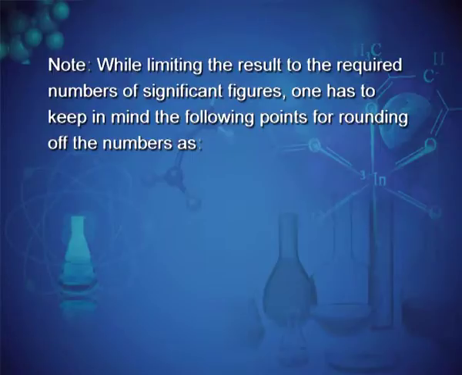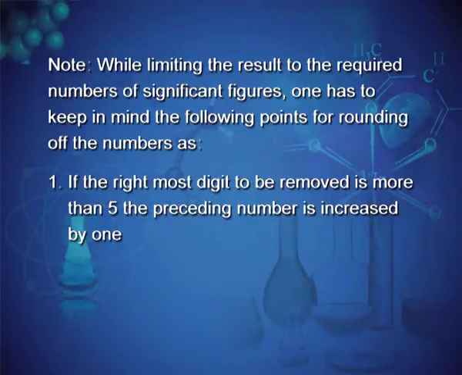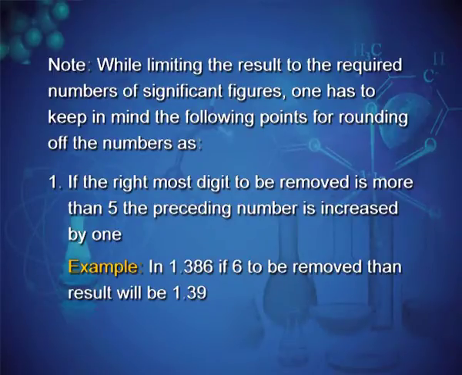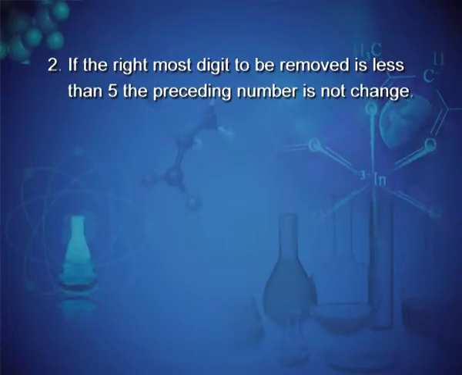Now one point to be noted here: while limiting the result to the required number of significant figures, one has to keep in mind the following points for rounding off the numbers. First point, if the rightmost digit to be removed is more than 5, the preceding number is increased by 1. Example, in 1.386, if 6 is to be removed, then the result will be 1.39.